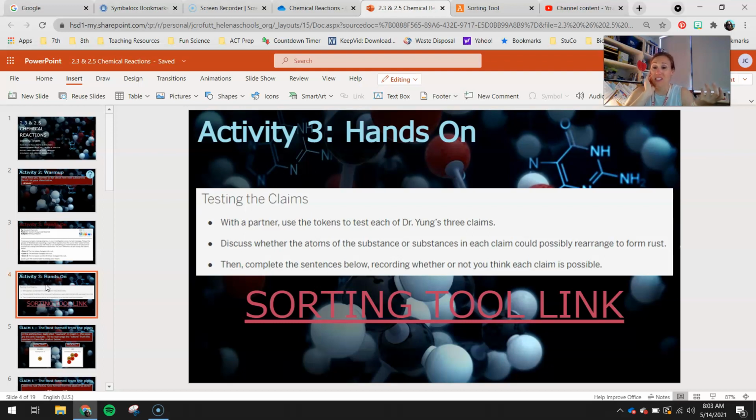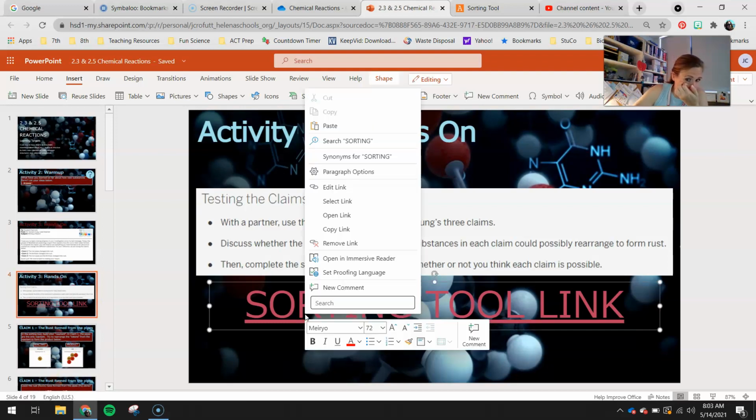Those of you sitting in class, obviously, if you haven't already, you need to make sure your laptop is facing forward. Then complete the sentences below, recording whether or not you think each claim is possible. So you can right-click here in a second and open up this link. Looks a little something like this, should be familiar to you.